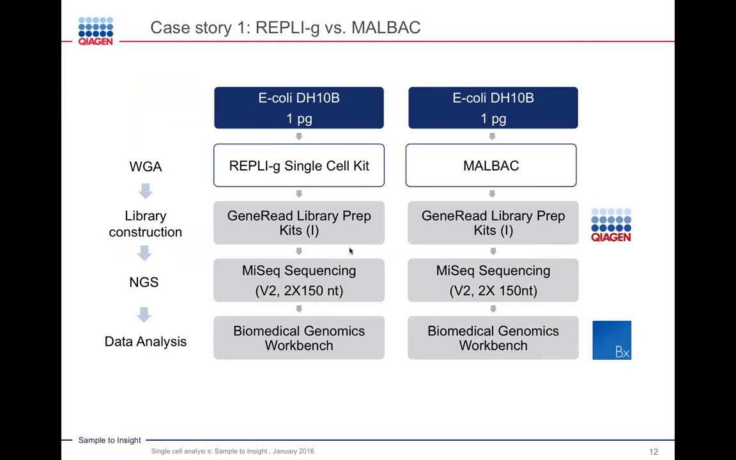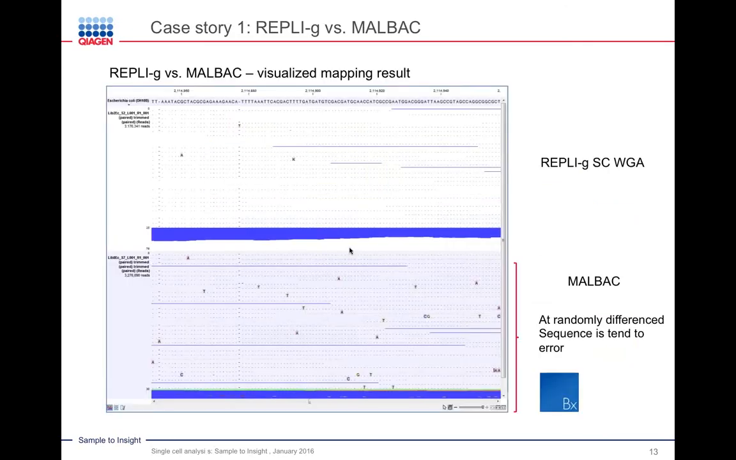And just to tell you a little bit about Malbac, this is a multiple annealing and looping based amplification kit. It was developed at Harvard. It's based on pre-amplification prior to an exponential PCR. It was developed around 2012, and it is PCR and Taq-based, as opposed to the whole genome amplification method that we described earlier for Repligy, which is isothermal genome amplification. So everything there is taking place at 30 degrees.